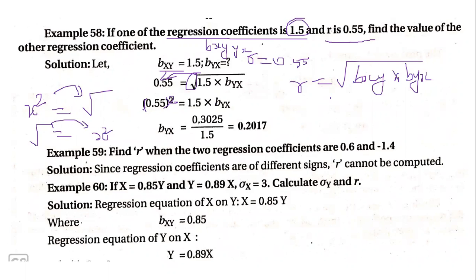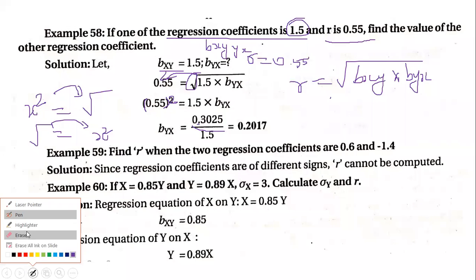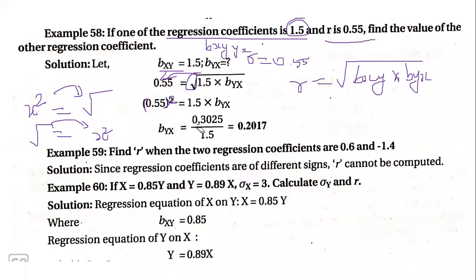Okay, 0.55 square is nothing but 0.3025, and 0.3025 divided by 1.5. I get the other coefficient value, that is the regression coefficient value, that is 0.2017. So here they had given us only one regression coefficient and we found the other regression coefficient value, given the correlation coefficient is also given to us.